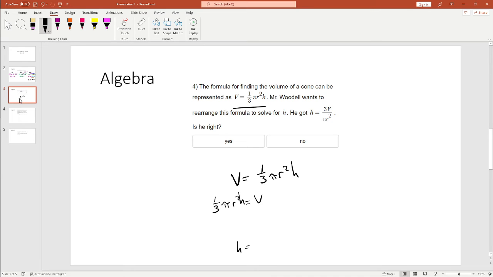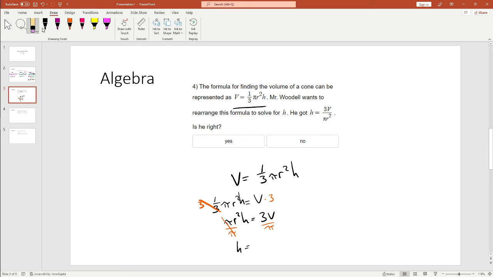If I see this fraction 1/3, let's just multiply by 3. If I multiply by 3, those are inverses and they'll go away. Multiply by 3 on this side, so I'm left with pi r squared h equals, I guess, 3V. I don't want pi over here, so let's divide by pi. Again, because they're inverses, multiplying and dividing gets 1, and 1 times r squared h is just r squared h.